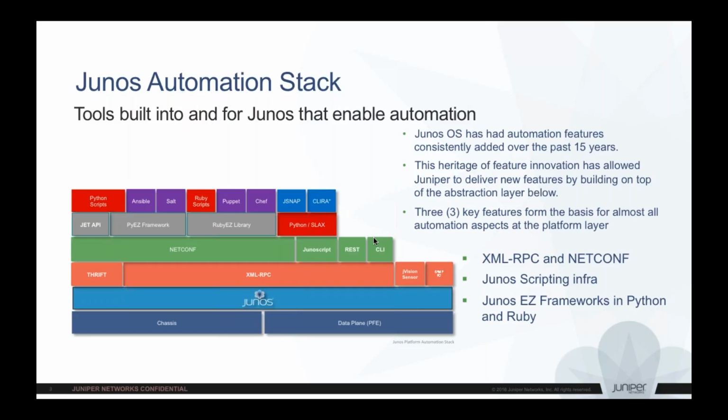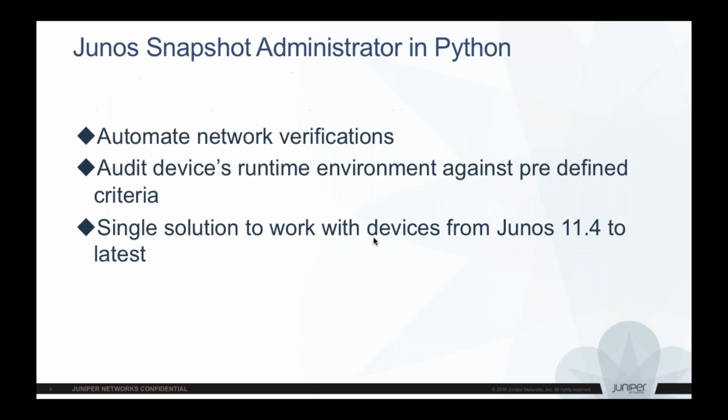Now, moving to the topic of the day, which is JSNAPy, which is Junos Snapshot Administrator in Python. This is an earlier version of JSNAP that was developed in Slax, a Juniper proprietary XML-based language that is now rewritten in Python and with additional features.